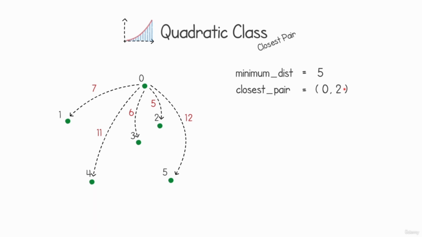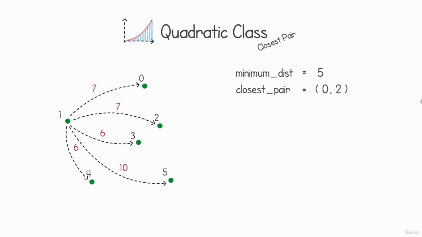So we did this comparison at point 0. If we repeat this operation at point 1, we find all of these distances. For example, the distance between 1 and 2 is 7, between 1 and 3 is 6, and so on. And every time we are finding these new distances, we keep updating the minimum distance and the closest pair. In this example over here, when we are finding the distance from the ID 1, there isn't a single distance which is less than the current minimum distance, which is 5. So we don't need to update it.